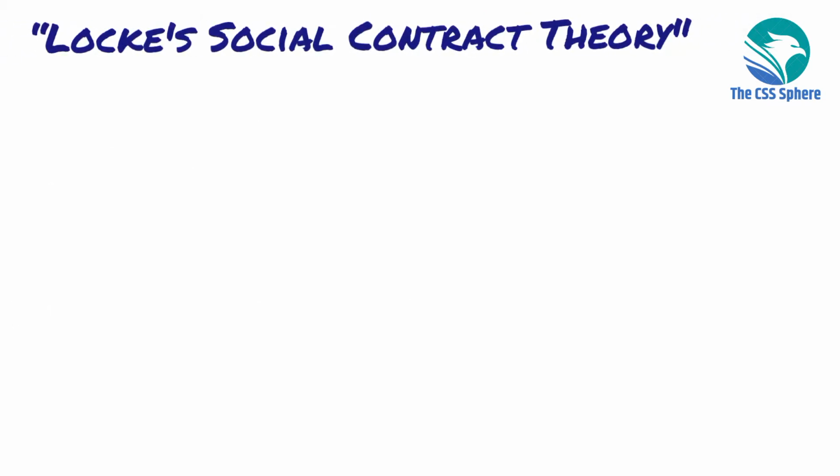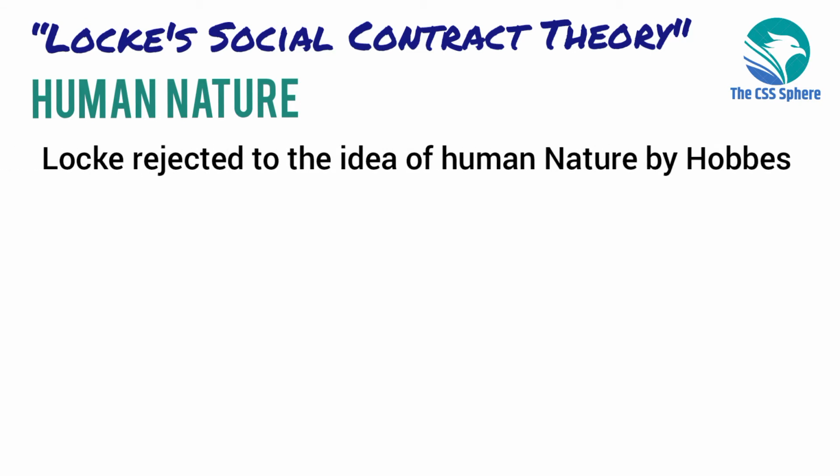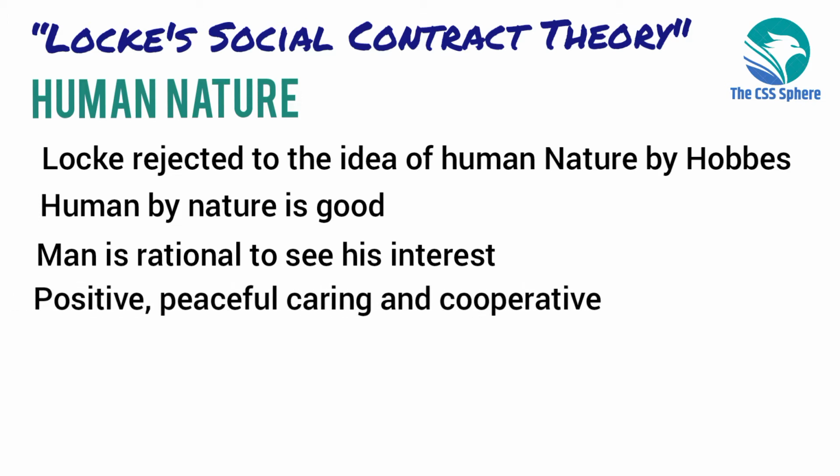Locke's social contract theory. He begins his theory by describing human nature. Locke rejected the idea of human nature by Hobbes. He believes in the goodness of human nature. He said that people are sufficiently rational to see their best interest lies in mutual and peaceful cooperation. According to Locke, man by nature is positive, peaceful, caring, and cooperative.